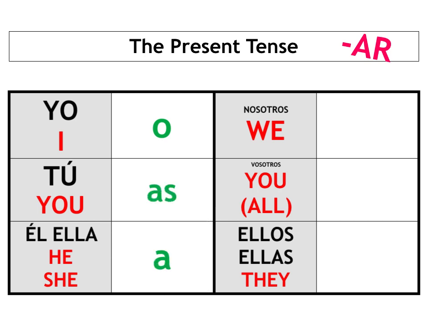We need to knock off the AR and add a if he or she is doing it. We knock off the AR and add amos if we are doing the verb. If you all are doing the verb, we knock off the AR and add áis. It looks like ace, but it's not, it's ice. And then if they, whether boys or girls or a mixture, are doing the verb, we knock off the AR and we add an. Okay, so those are our present tense verb endings. Hopefully you've still got all of those jotted down from a few weeks ago. If not, pause the recording now and copy down this table.